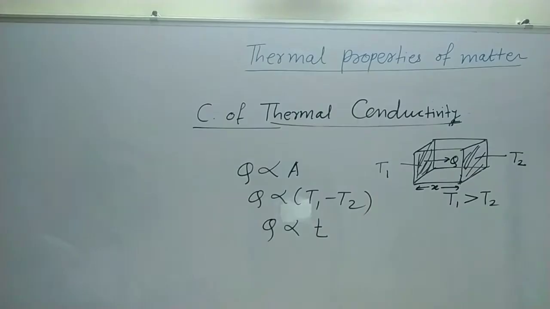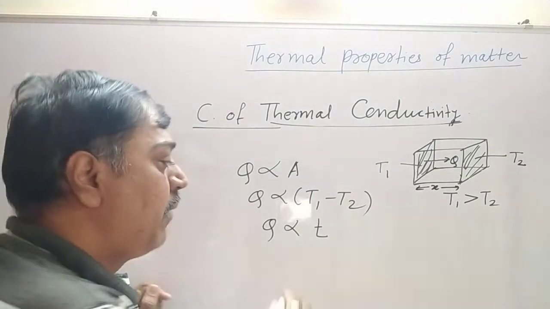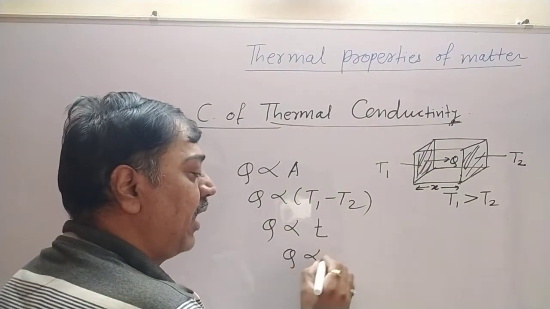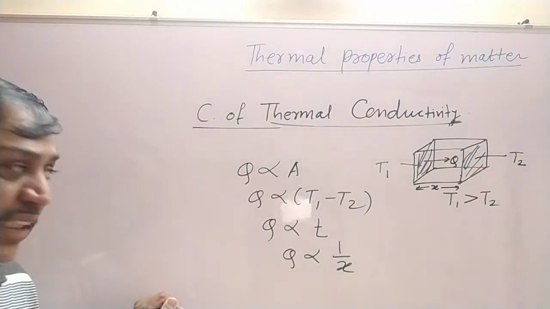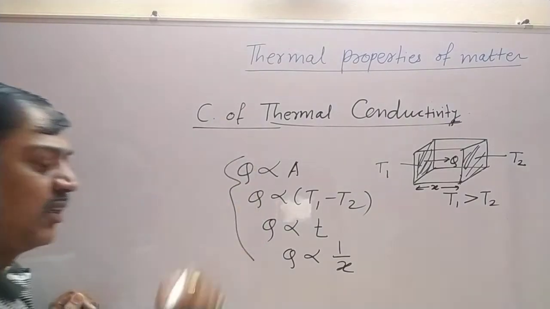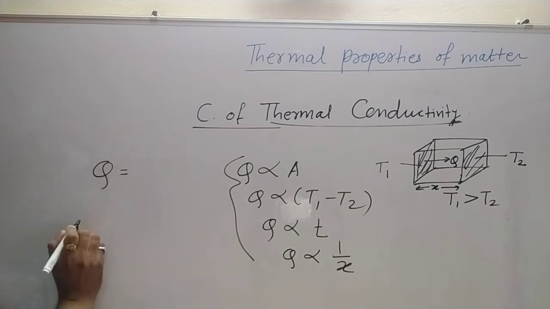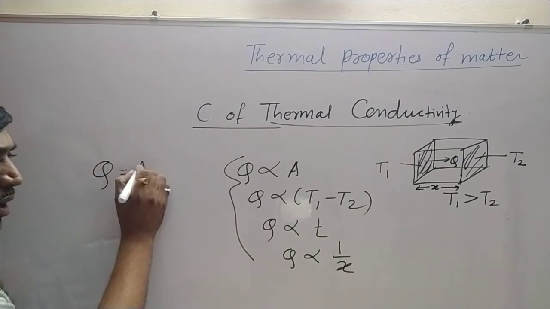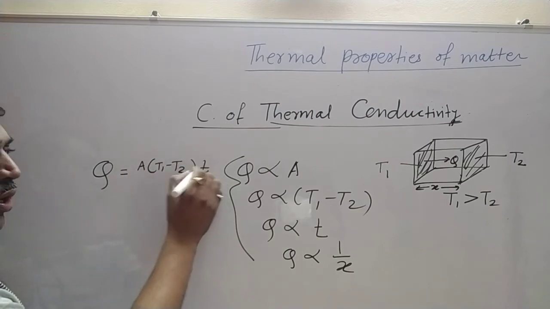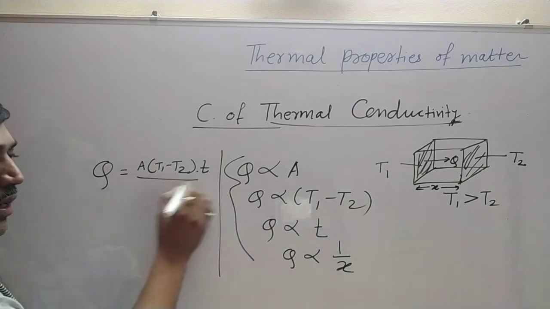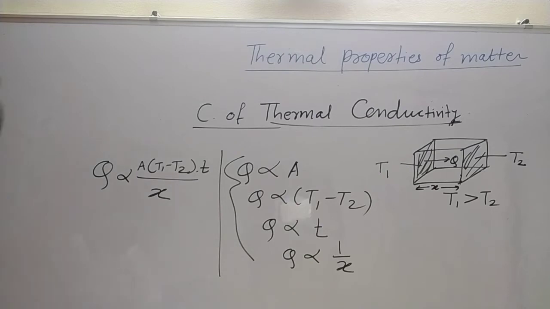So it is directly proportional to the time for which we pass the heat. Q is directly proportional to t, and this amount of heat is also directly proportional to 1 by x, that is, inversely proportional to distance. If you combine all this, you can write a simple equation. This heat Q is equal to what? You can write A into T1 minus T2 into small t divided by x.